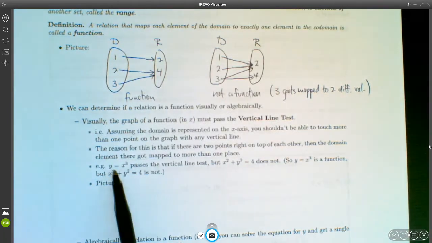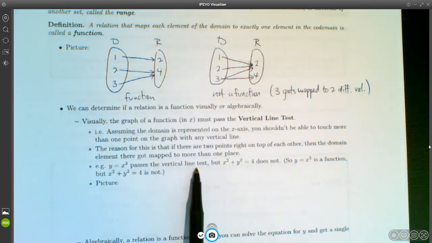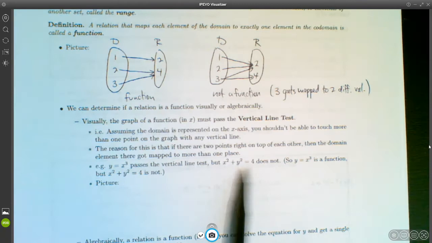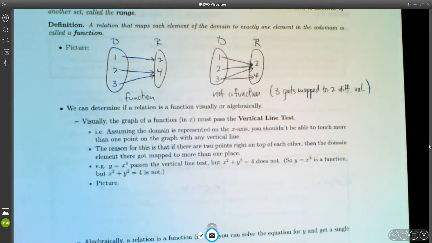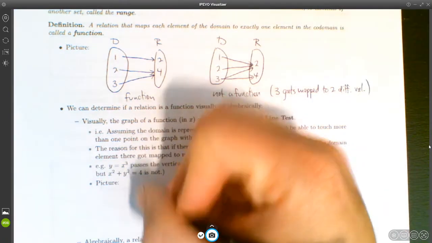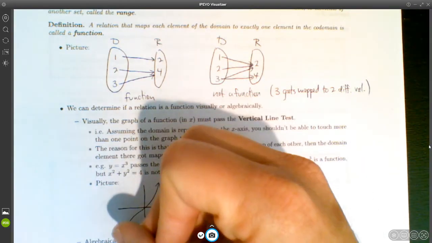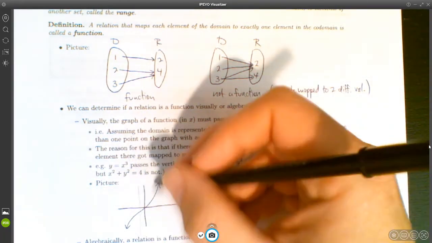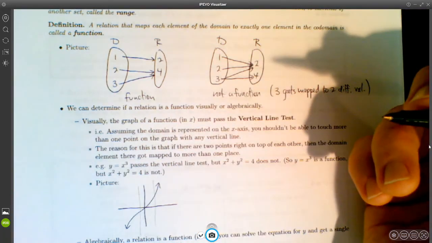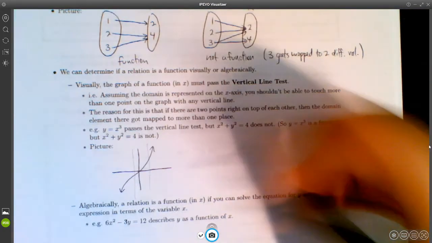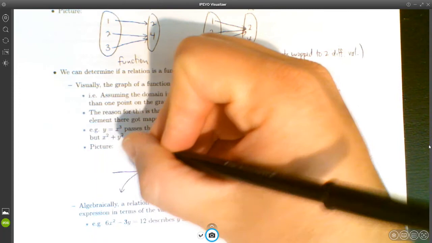For example, y equals x cubed passes the vertical line test, but x squared plus y squared equals 4 does not, right? So y equals x cubed is a function, x squared plus y squared equals 4 is not, right? And here's a picture, right? Here's x cubed. Clearly, it's going to pass the vertical line test, right? Anywhere you pass a vertical line, it's only going to hit one point at a time, right? So this is y equals x cubed.